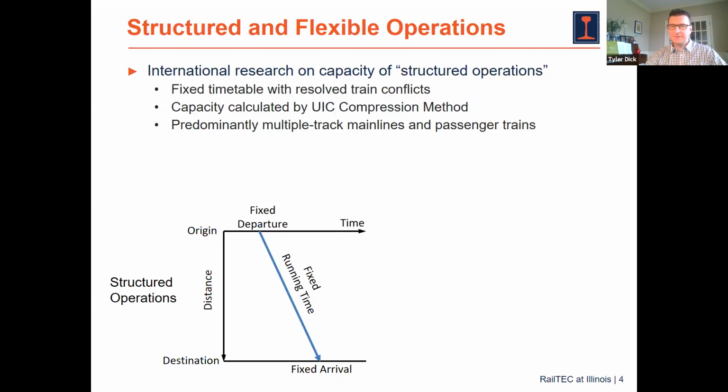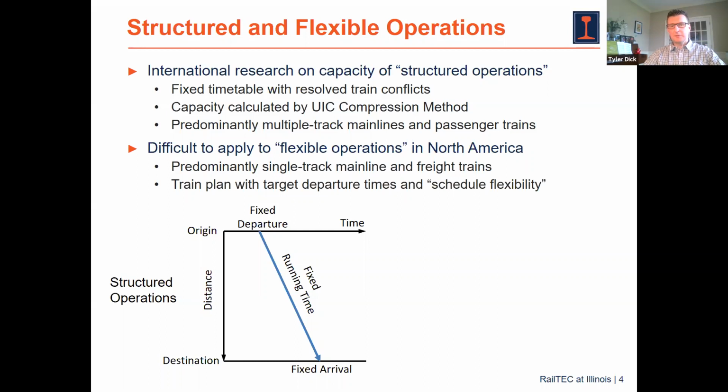And there are a number of standard approaches we can use to calculate line capacity within that context. For example, the UIC has their compression method, which is a well-known way of estimating line capacity. Predominantly, this is applied to multiple track main lines, and predominantly on networks that are dominated by passenger operations. So the little time distance diagram there at the bottom left depicts this environment where we have a fixed departure time. We have a fixed running time because we have pre-planned meets and resolved conflicts with other trains. And we have a fairly fixed or predictable arrival time at a final destination.